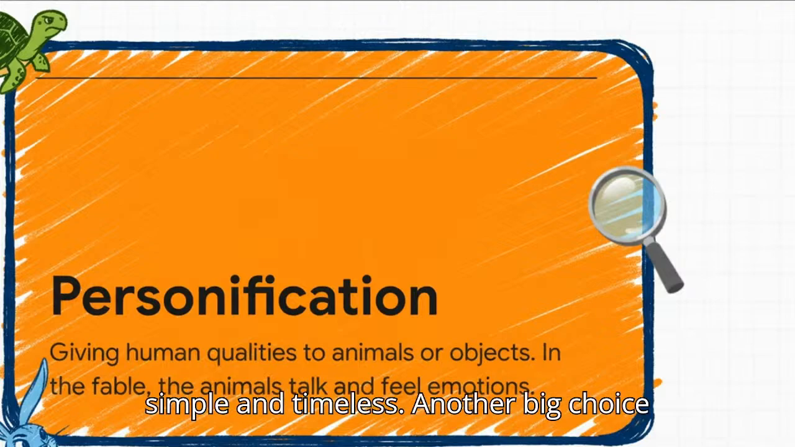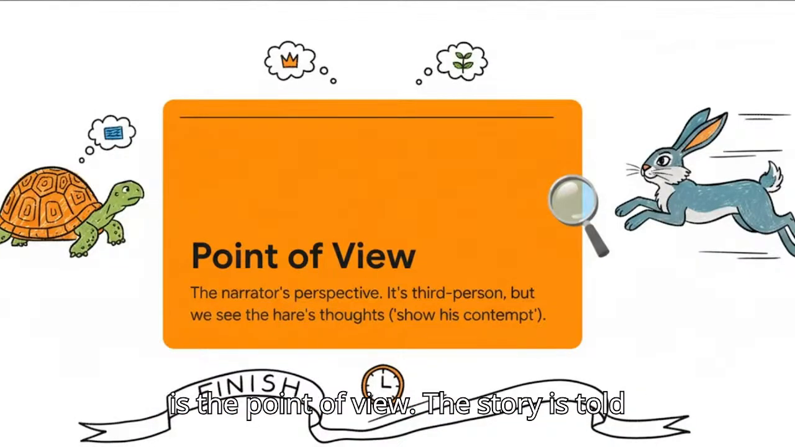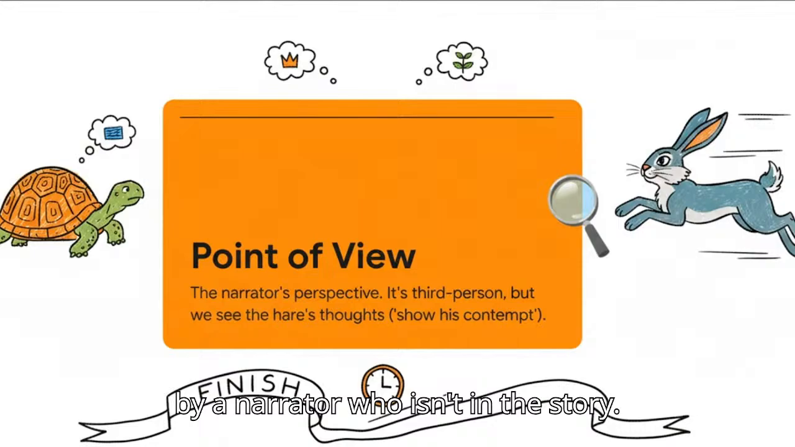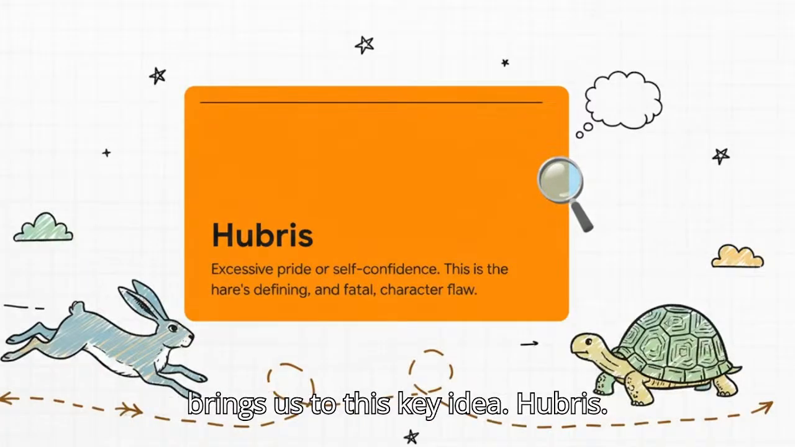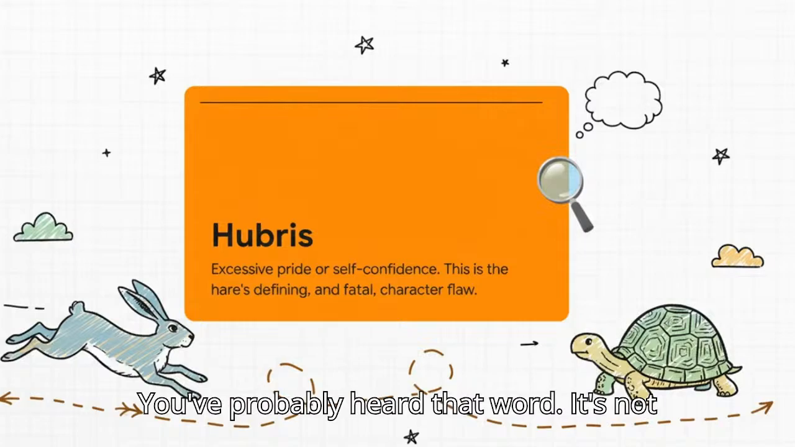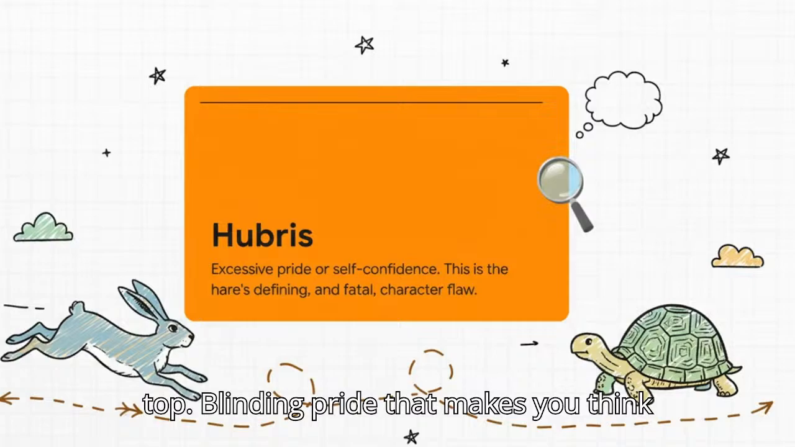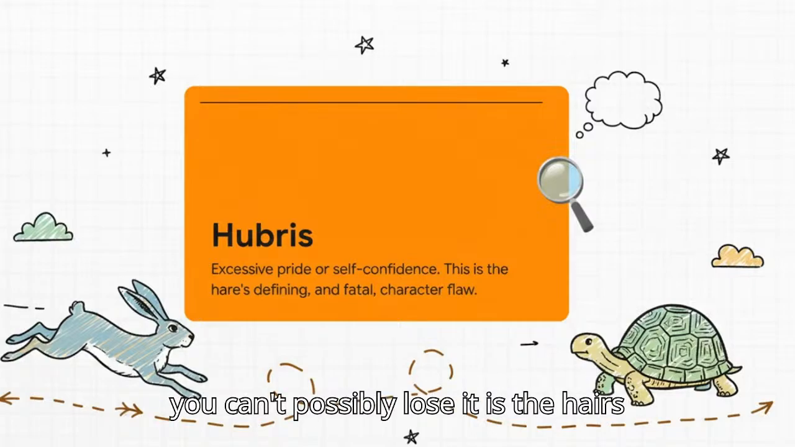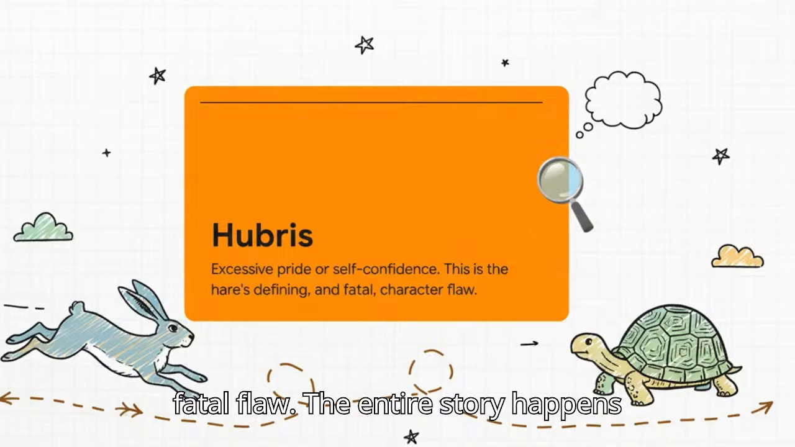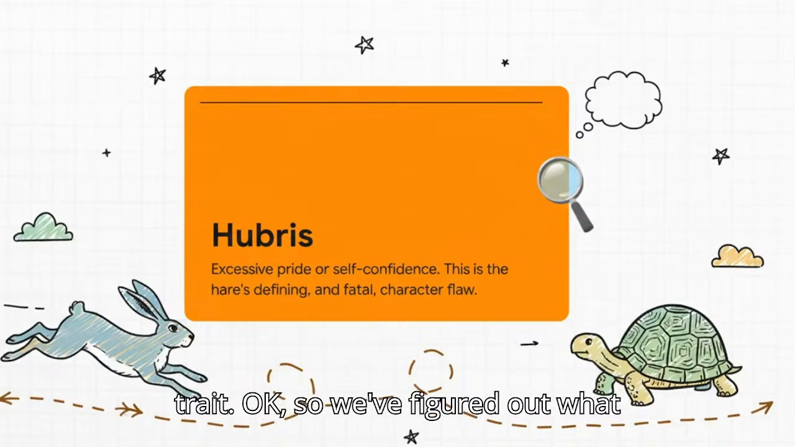Another big choice is the point of view. The story is told by a narrator who isn't in the story. That's third person, but we get this little peek inside the hare's head. That's how we know he took a nap to show contempt. That little detail is everything. It reveals his true character. Without it, the story just wouldn't hit the same way. And that brings us to this key idea. Hubris. You've probably heard that word. It's not just regular pride. It's that over-the-top, blinding pride that makes you think you can't possibly lose. It is the hare's fatal flaw. The entire story happens because of this one single character trait.